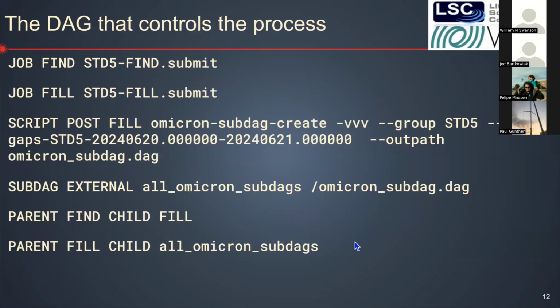So let's look at some submit files. This is the DAG submit file, and just a simple find job, fill job. The postscript, I really should not have bothered you with the parameters, but it runs Omicron subdag create, and then it runs the subdag.dag that was in the original, that is a placeholder when we created it. And then the parent-child relationships are easy. Find has to complete to run fill, and fill has to complete to run the subdags.